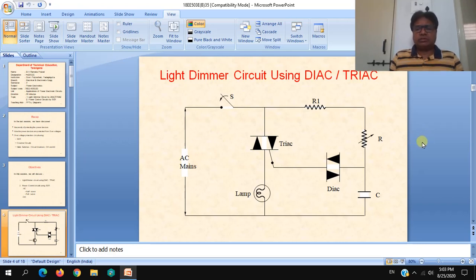So just going into the circuit, light dimmer circuit using diode triac. As the name indicates, don't get misled by the diode. We are designing the circuit by using a triac, and a diode is needed to trigger or turn on the triac.